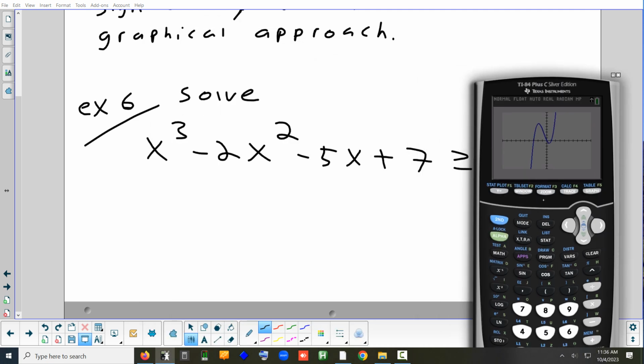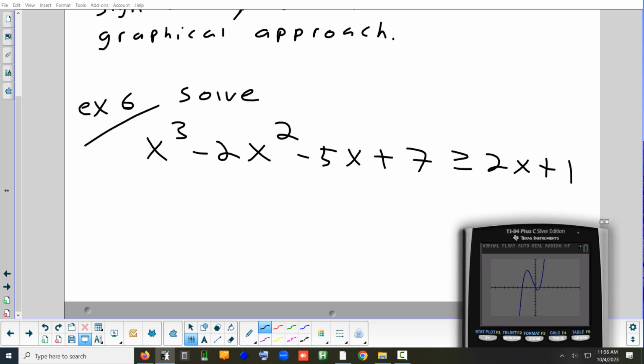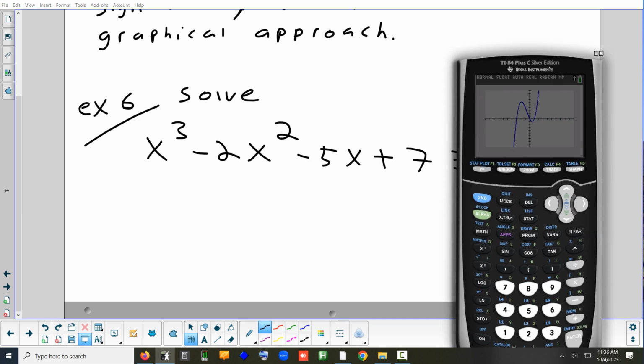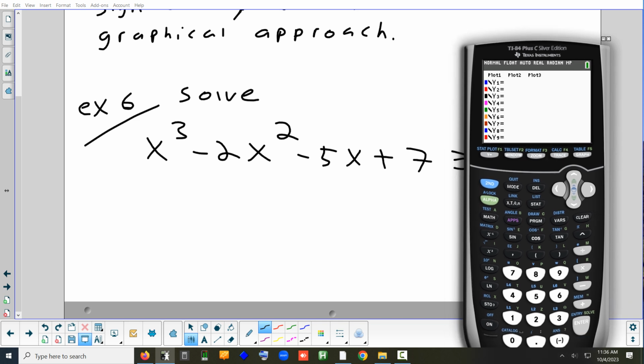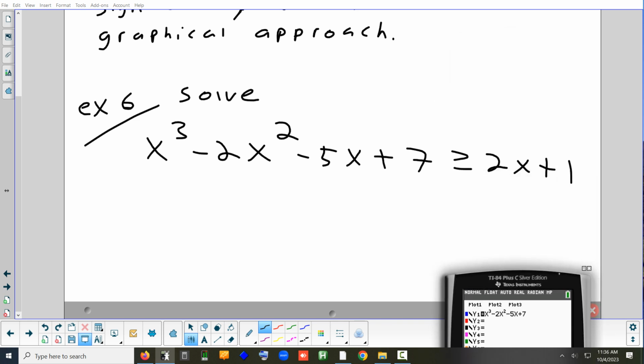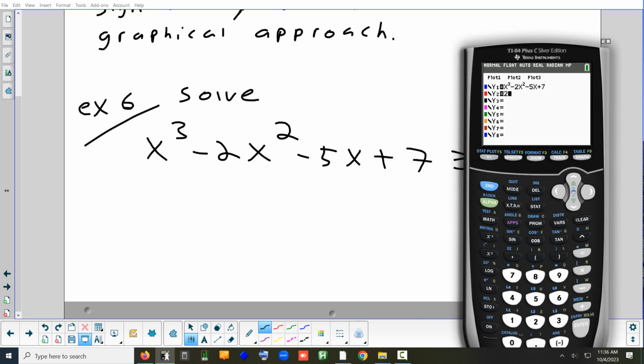So another graphing one. This time, is it set up with 0 on one side? No, but we could make it that way. We could shift everything over. But let's just leave it the way it is this time. Let's put what's on the left in y1. So y equals x cubed minus 2x squared minus 5x plus 7. And then put what's on the right in y2: 2x plus 1. Okay, I'll do zoom 6, see how it looks.